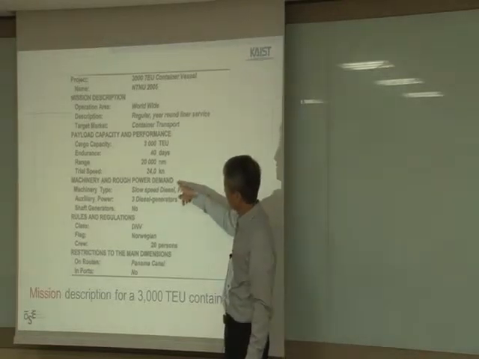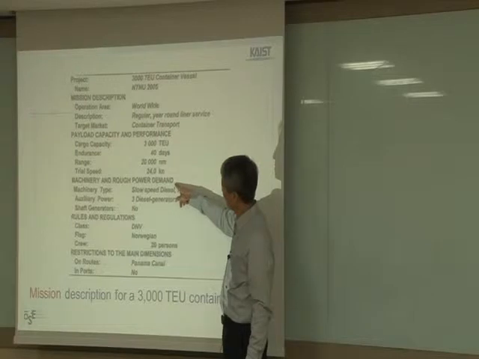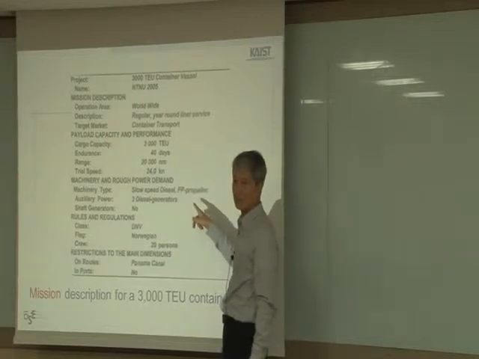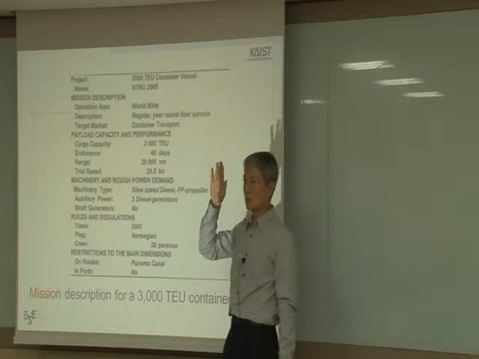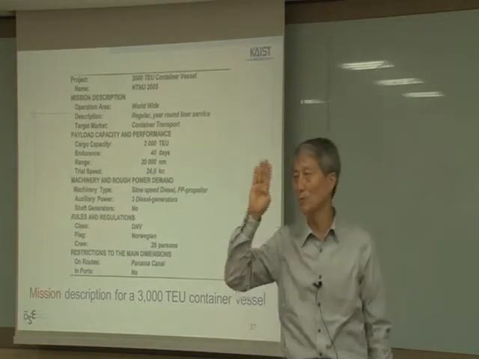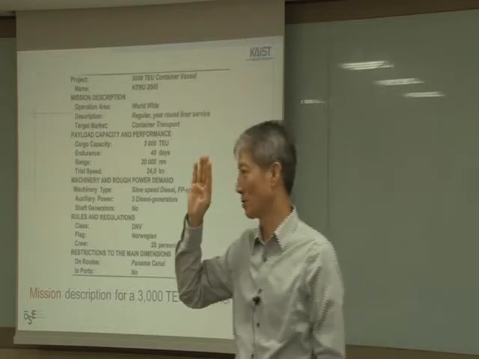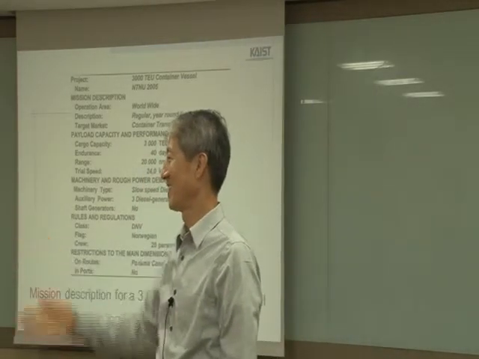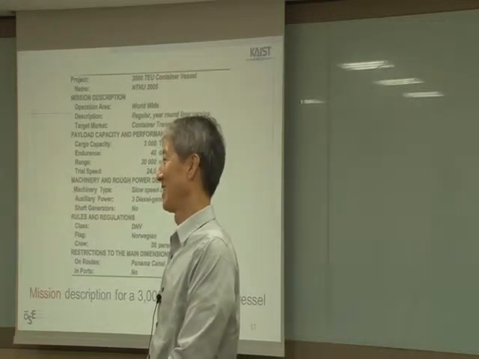And then machinery and rough power demand. So machinery type is a slow speed diesel engine, fixed pitch propeller. Anybody knows what this means? First is slow speed diesel engine. Slow speed diesel. Yes? Go ahead. It's a powerful engine. Powerful.